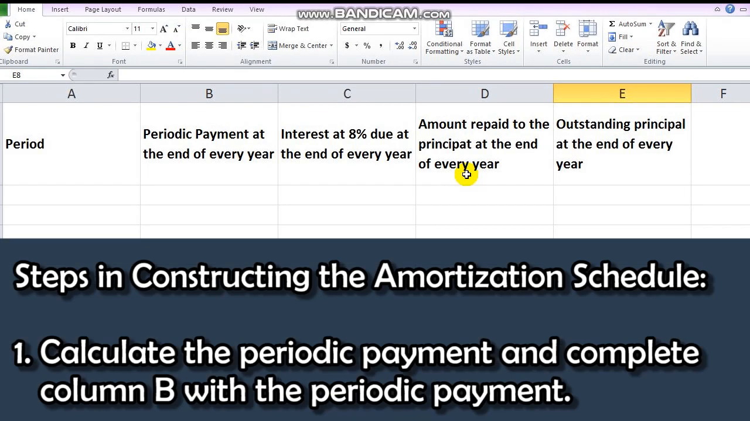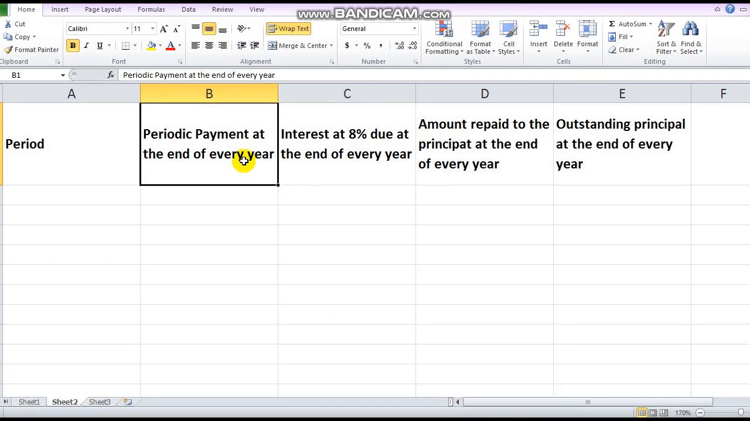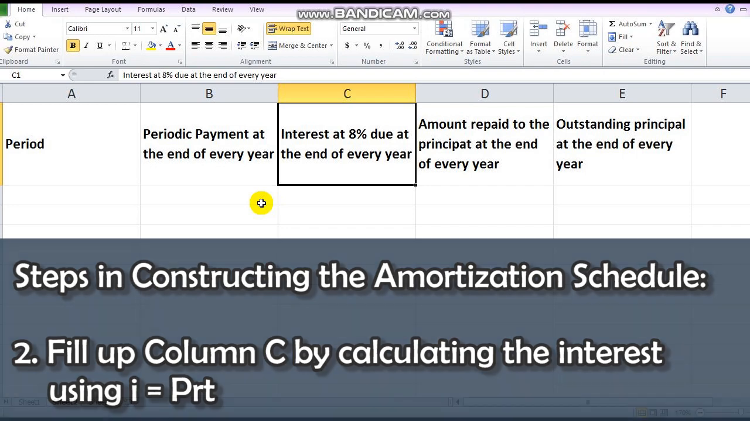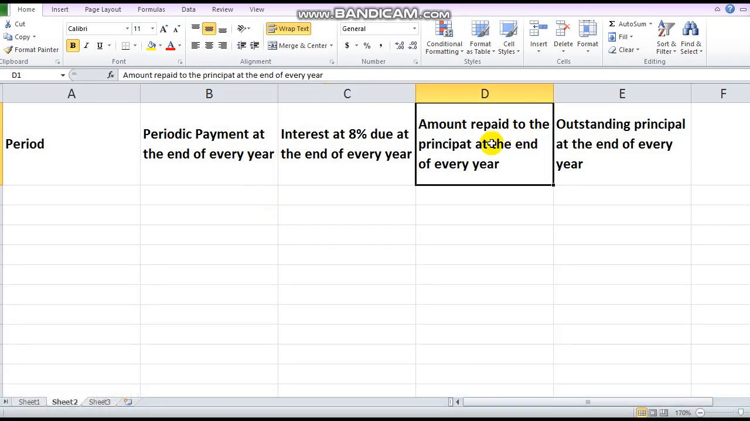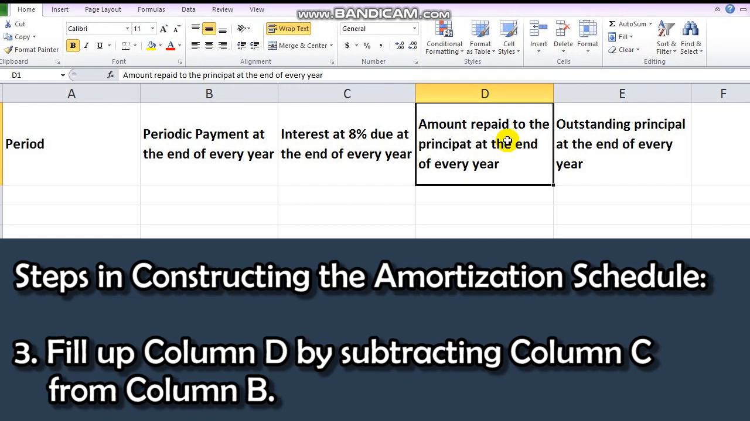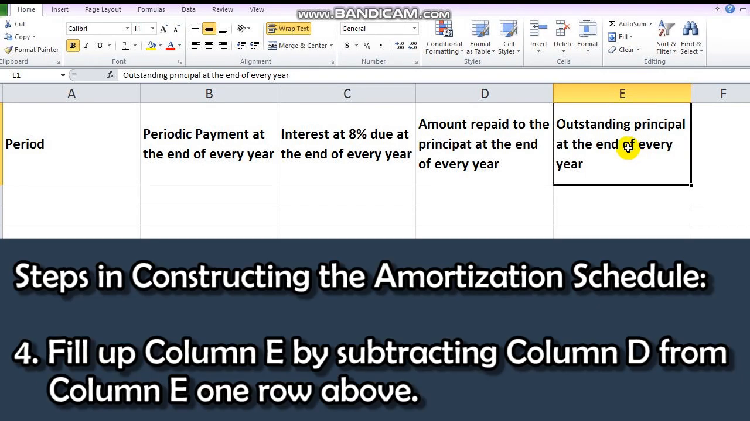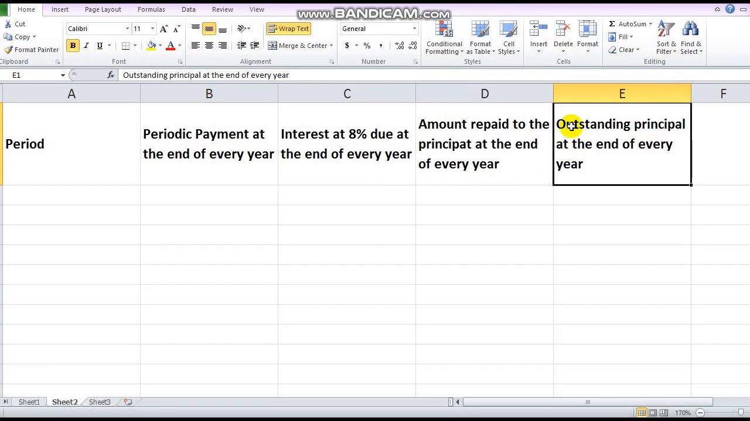So the steps that we're going to do to construct the amortization schedule are as follows. Number one, we calculate the periodic payment and complete column B with the periodic payment. That is, we're going to use the regular payments that we just learned in our previous video. Second, we fill up column C by calculating the interest using I is equal to PRT, the simple interest. We also fill up column D by subtracting column C from column B. And for number 4, we fill up column E by subtracting column D from column E one row above the row of column D. I'll illustrate that more later.